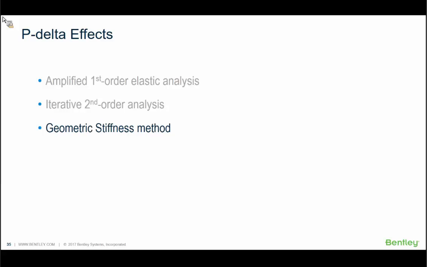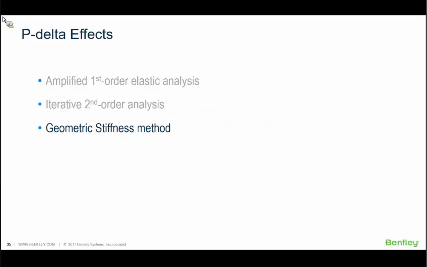A third approach is the geometric stiffness method. This method was developed specifically for buildings. It's considered an approximate method, but for the vast majority of buildings, it gives very nearly the same results as the iterative method. It was originally developed when computers were slow, and the iterative method required too much computing resources and took excessively long to complete the analysis.